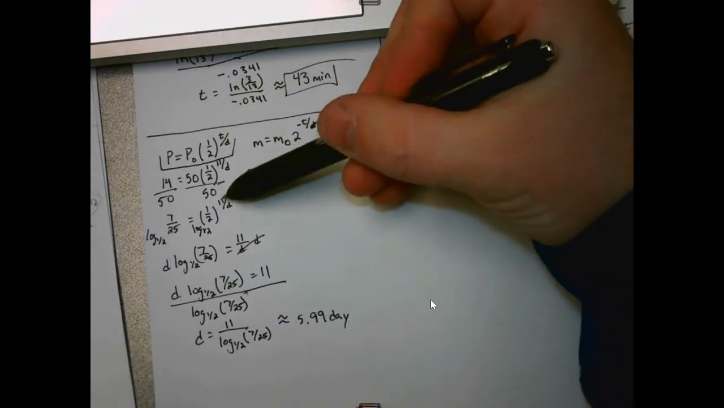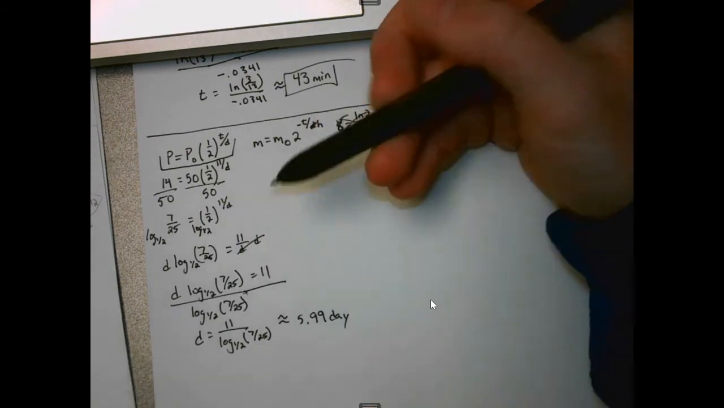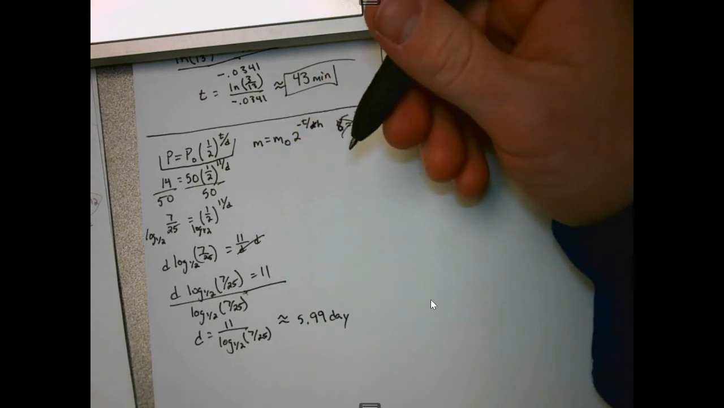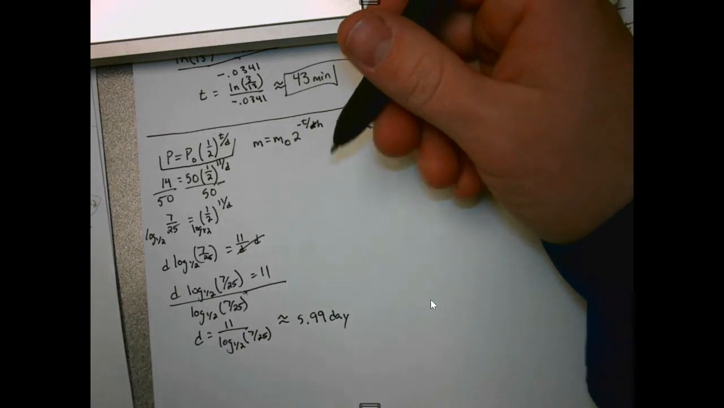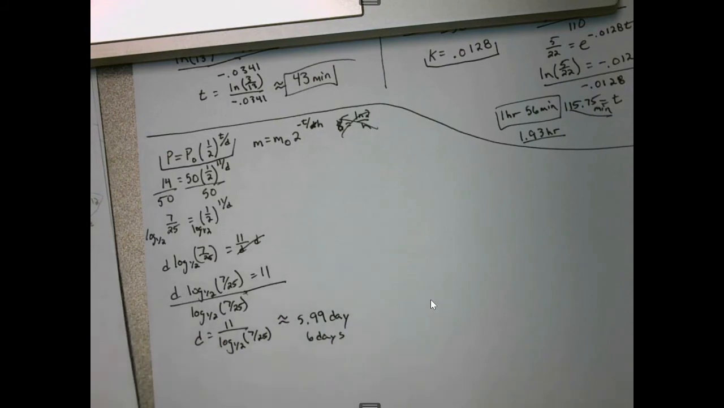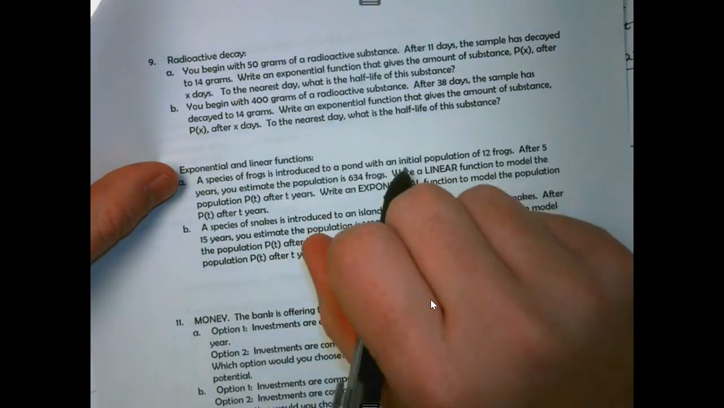Okay, and it's in days because our 11 was in days. If 11 was in minutes, everything would be in minutes. If it was in hours, everything would be in hours. Okay, to the nearest day, what is the half-life? I guess we'd round that to 6 days because it says round to the nearest day.